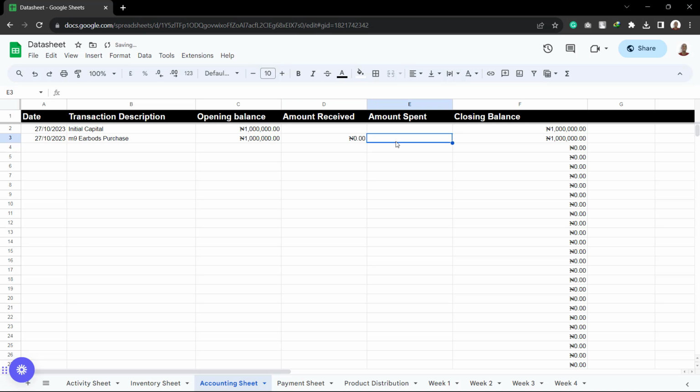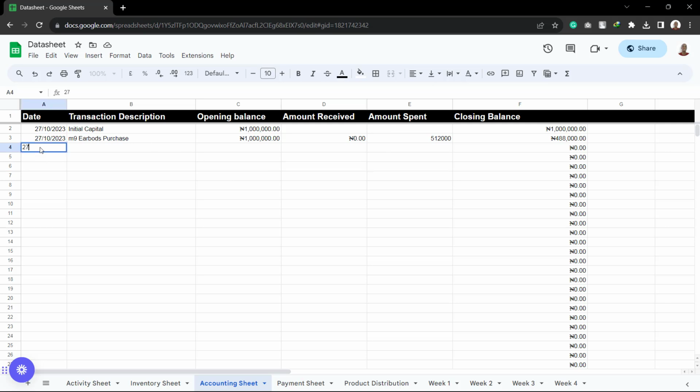However, did we spend any money? Yes, and that's what we're talking about, the M9 that we spent. And as I said, we spent 512,000 naira. Do you understand? So automatically it calculates the amount that is left for us, which is 488,000 naira. Let's say today again, we needed to pay for ads, 10,000 naira.